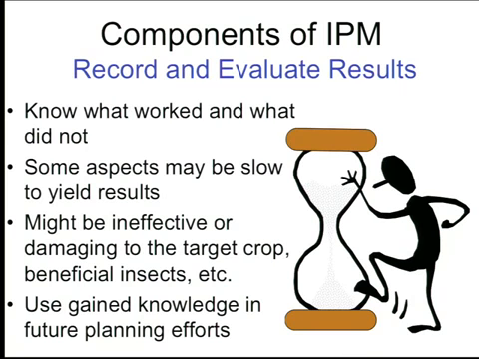See what happens. The tactic that you use might be ineffective or damaging to the target crop. Yeah, I killed the insect, but it also affected my crop, affected my beneficials. And use the gained knowledge in future planning. You're learning. Your garden is a learning laboratory. You're manipulating it. You're fertilizing. You're irrigating. You're combining crops of different kinds. You have to learn from it. That's why you're measuring yields, for example. That's an indicator.